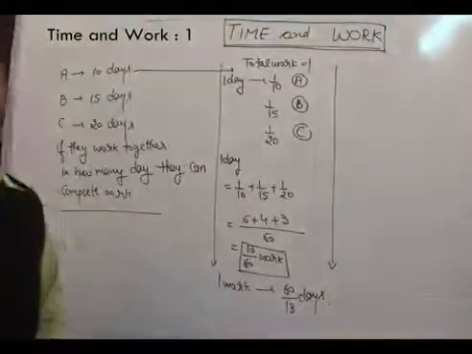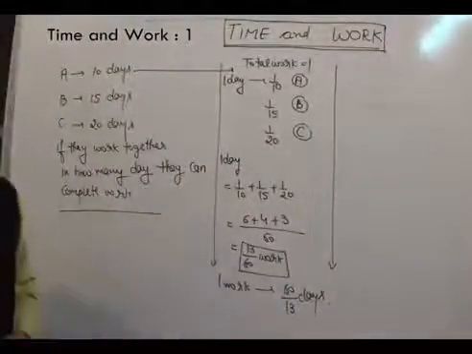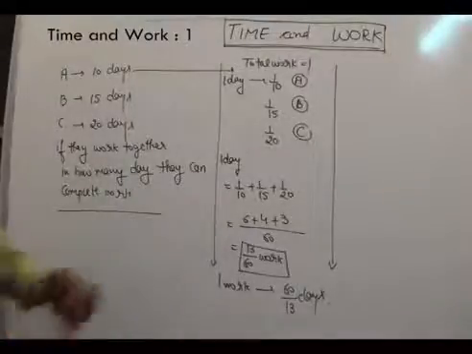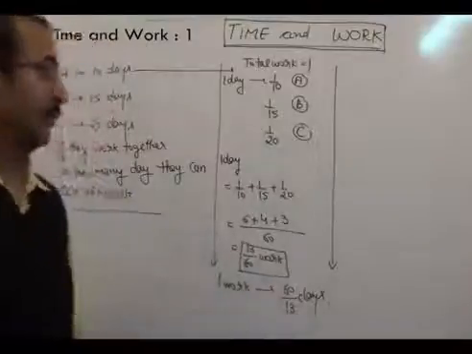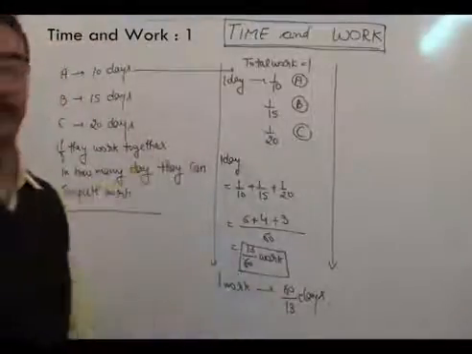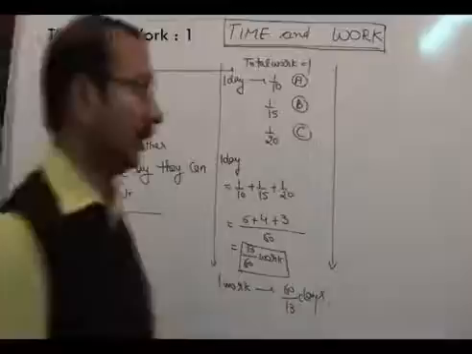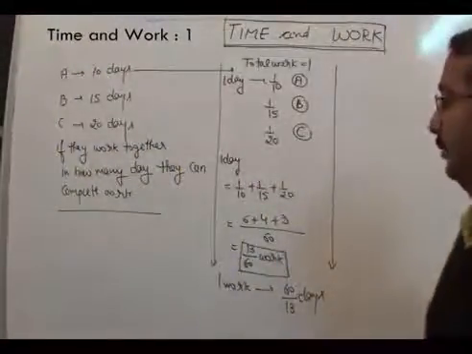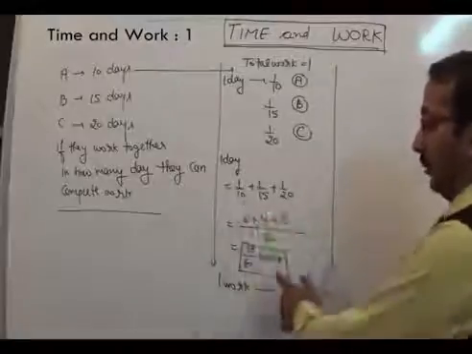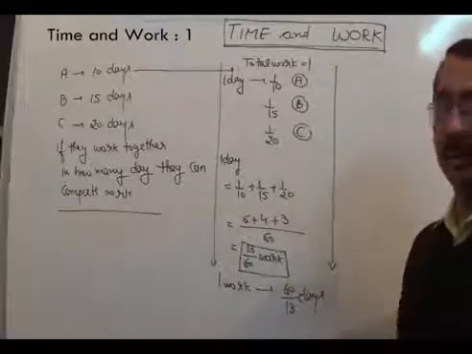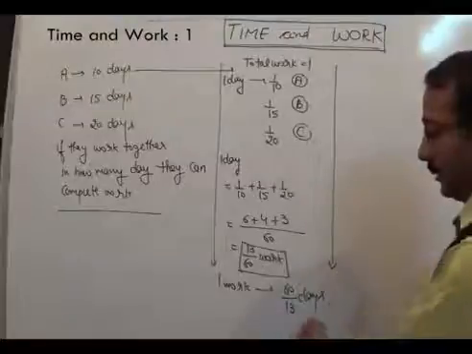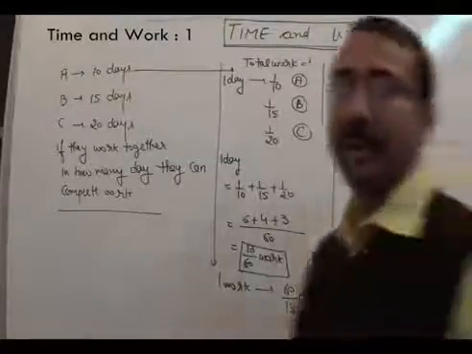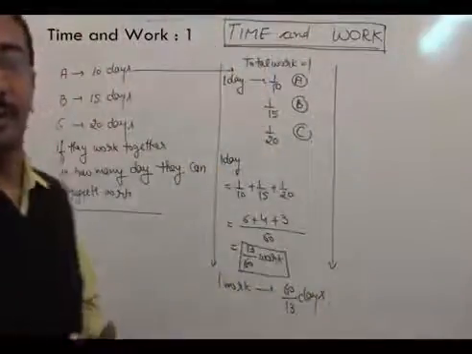Just understand again what I stated. There are three persons A, B, C. A can do a work in 10 days. It means in one day he can do 1 by 10th of the work. Similarly B can do 1 by 15th of the work, and C can do 1 by 20th of the work. Now, if they work together, in one day they can do 13 by 60 part of the work, and if they have to do one complete work, total time taken will be 60 upon 13 days. That is our first approach.